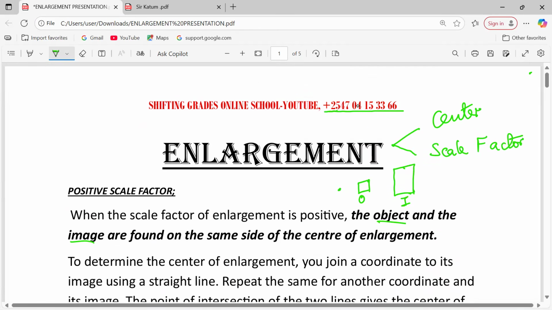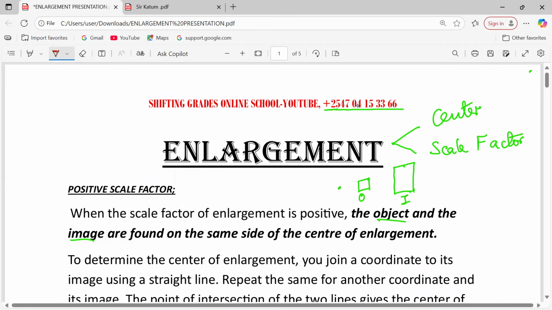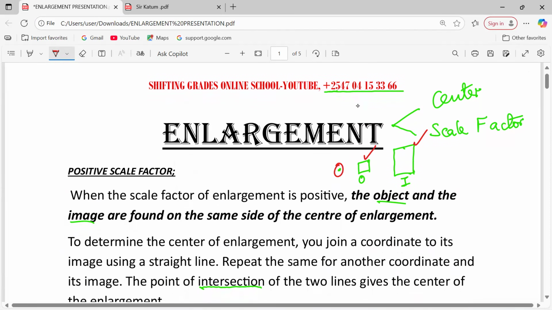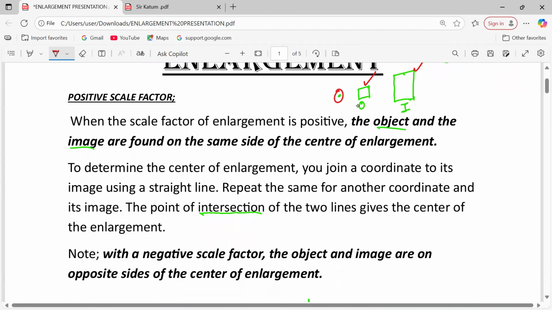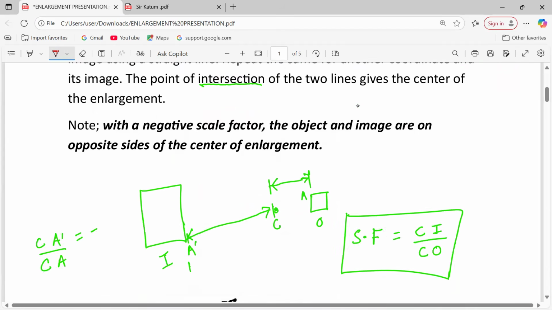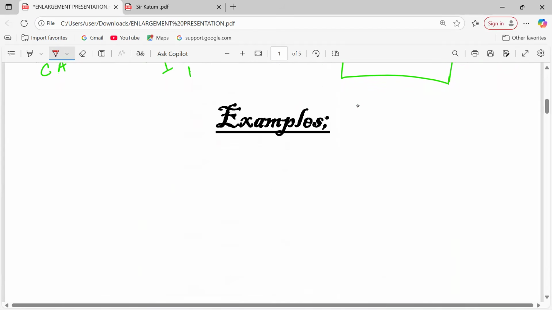For the first case, you see where we have the center here, the object here, and the image here. With reference to the center, the image and object are on the same side, and therefore the value that you get after dividing the distance of center to image by center to object, you just write as an absolute value. It's now a positive scale factor because of the location of both object and image on the same side. Now we can get into an example.